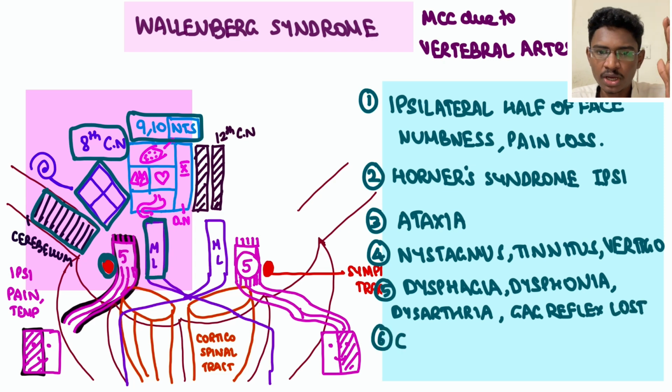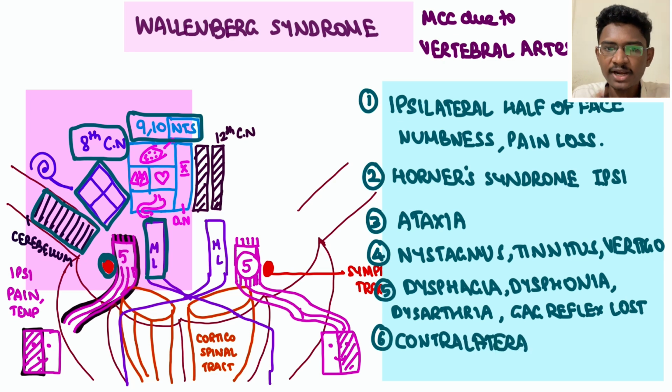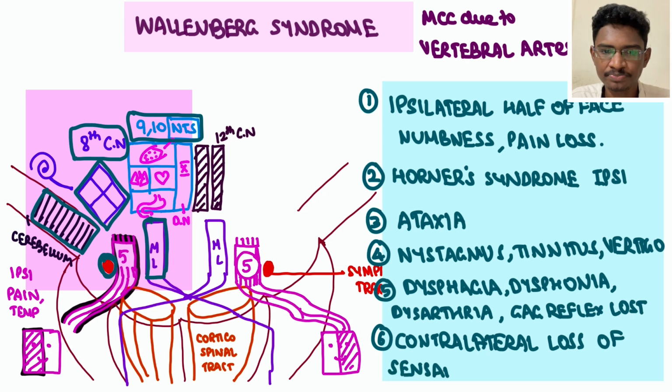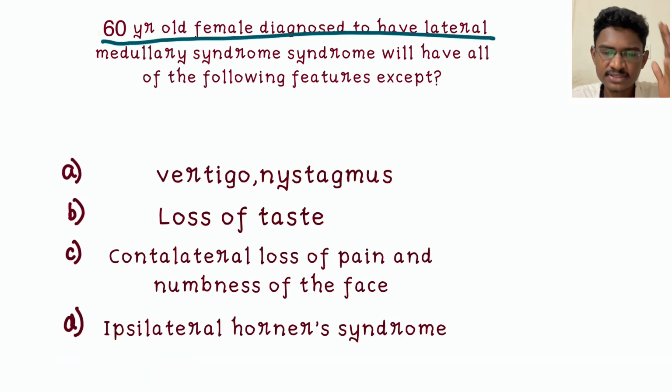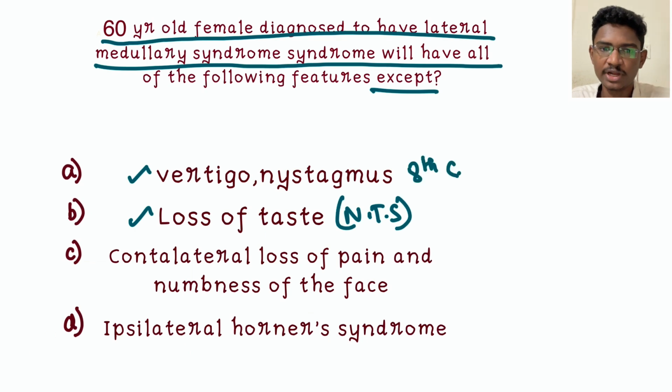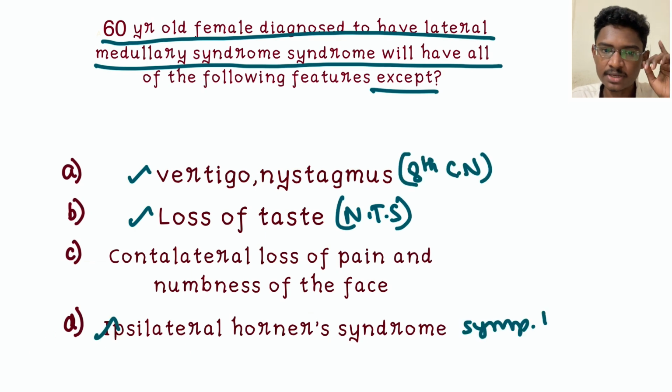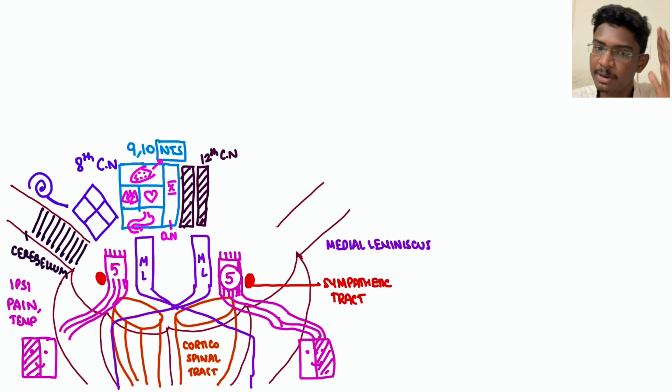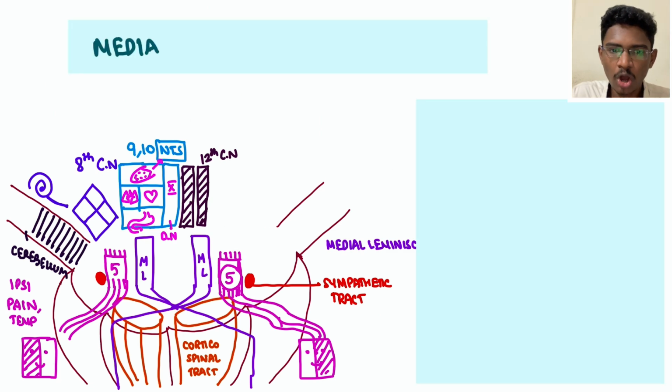Next, the medial lemniscus, if it is affected, then contralateral loss of sensations in one half of the body will be seen. So if you closely watch Wallenberg syndrome, it is nothing but sensory loss only. No motor deficit will be seen in Wallenberg syndrome. Next, loss of taste will be seen because the nucleus tractus solitarius is affected. So loss of taste will definitely be seen. So all these are the clinical features of Wallenberg syndrome.